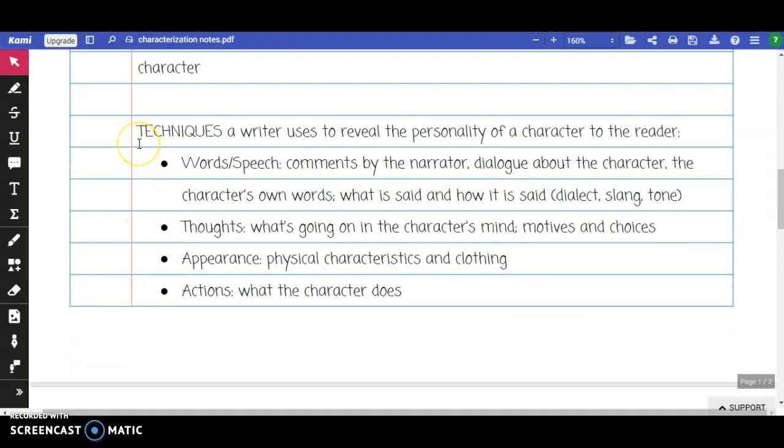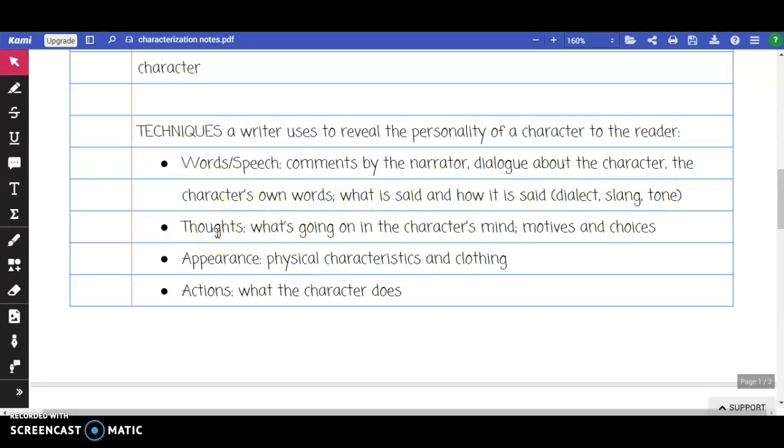There are techniques a writer uses to reveal the personality of a character to the reader. The first is words and speech. These can include comments by the narrator, dialogue, or speech about the character's own words. This includes what is said and how it is said, so things like dialect, slang, and tone.